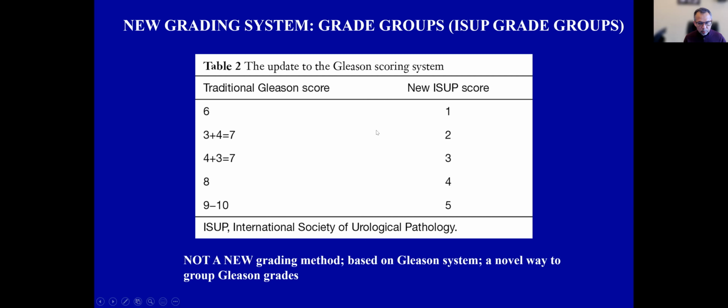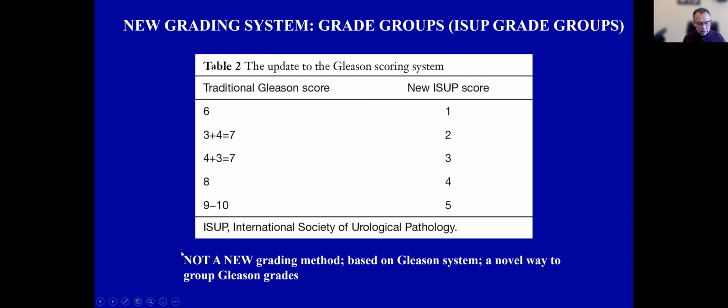Gleason score 6 represents grade group 1, 3 plus 4 is grade group 2, 4 plus 3 is grade group 3, 8 is grade group 4, and 9 to 10 is grade group 5. They call this grade group, but subsequently this system was also endorsed by ISUP, so they refer to these as ISUP groups or ISUP grade group. Again, I think in American literature, typically you are going to find grade group as a standard form of designation for a particular tumor.